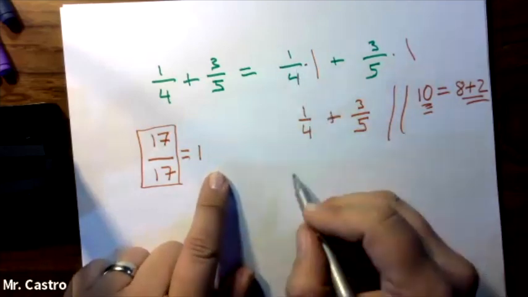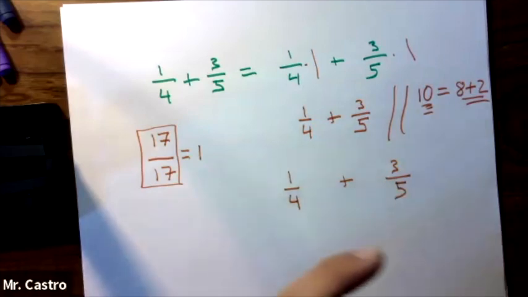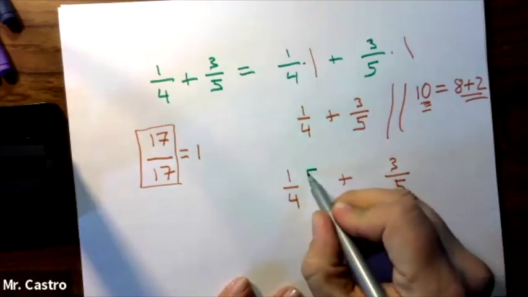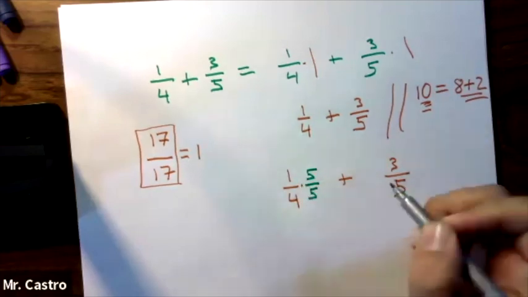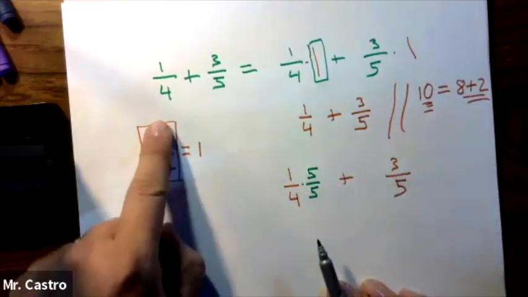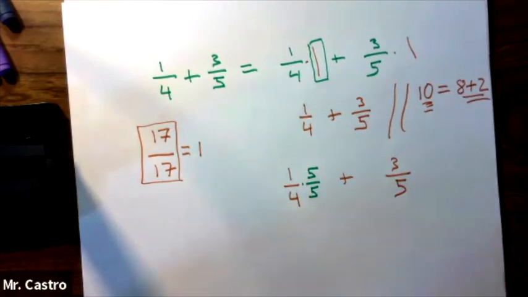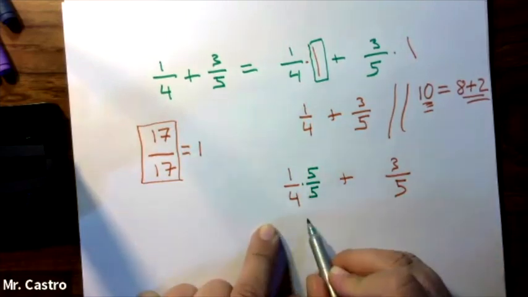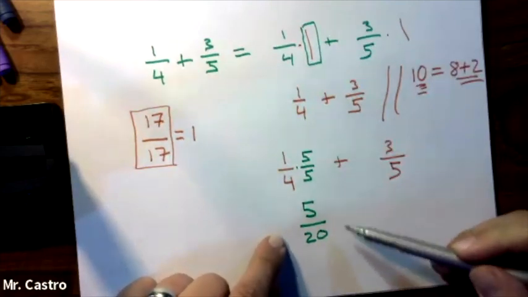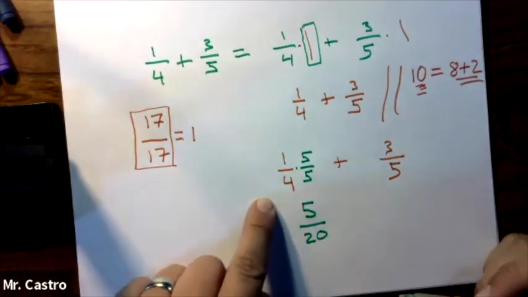So what I'm going to do is take this 1/4 and this 3/5, and I'm going to multiply the 1/4 by 5 over 5. You notice that's the same thing as multiplying it by 1, just like here. Any number over itself is 1. I've essentially multiplied this by 1. The number will change. 1 times 5 is 5. 4 times 5 is 20. So the number looks like it changed, but it actually didn't. 5/20ths is the same thing as 1/4.